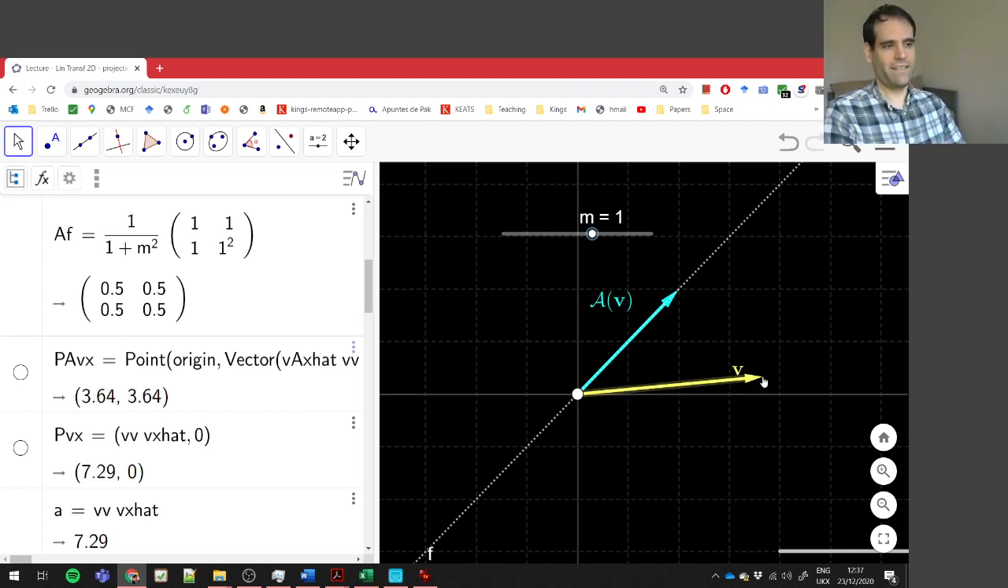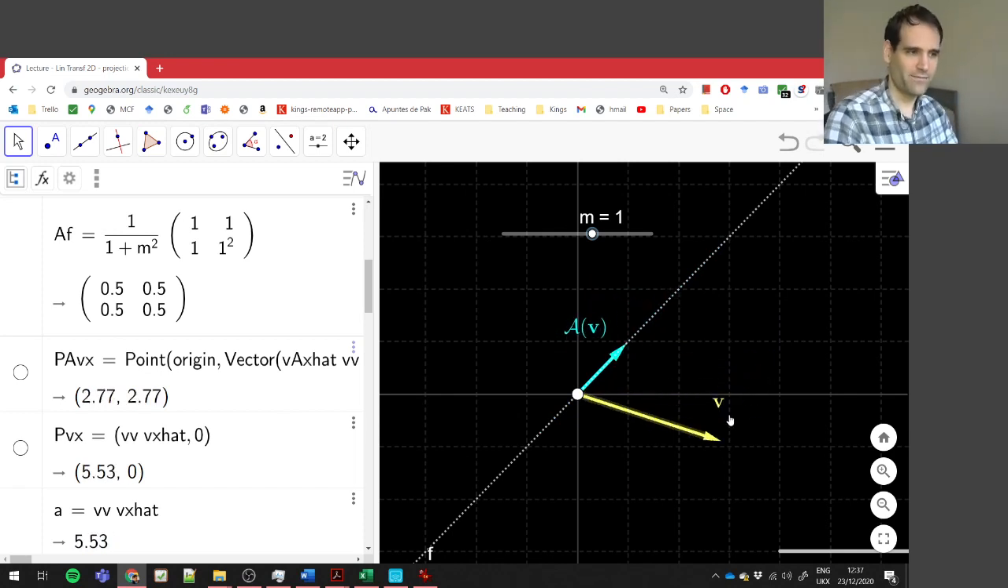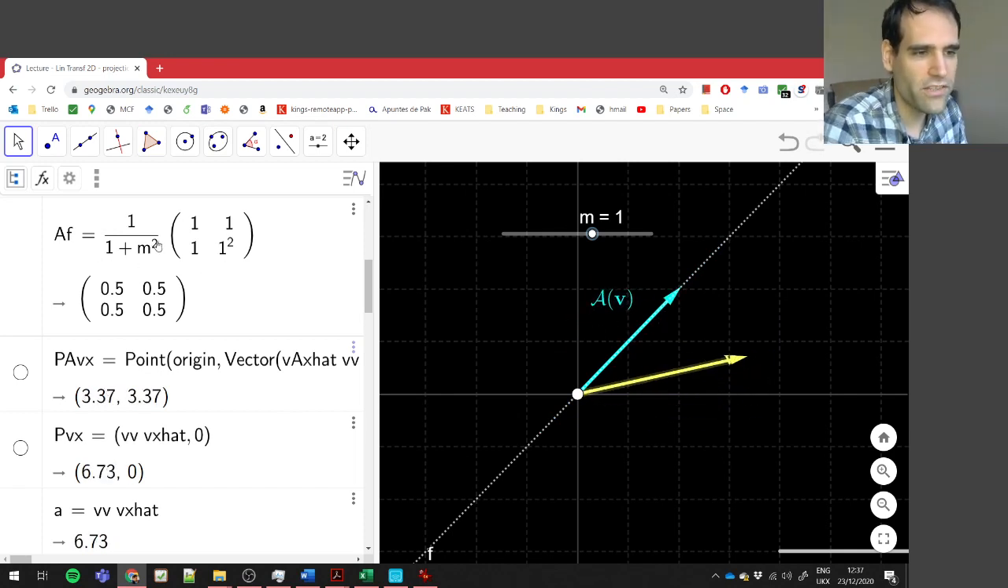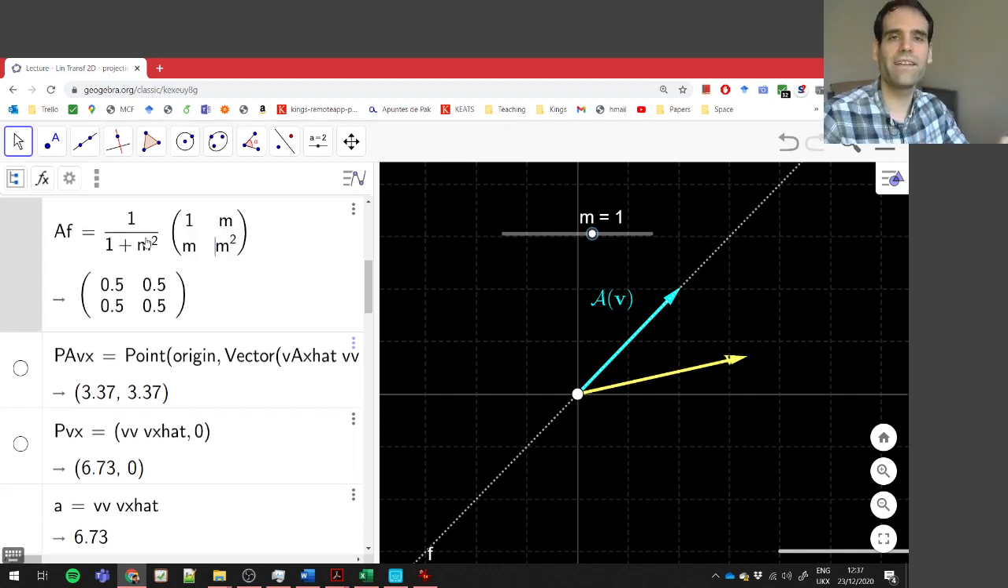So it worked, and that was a little bit trickier. But notice how easy everything has become once you find the matrix for the projections. Now projecting a vector onto a line becomes a multiplication by this simple matrix here.